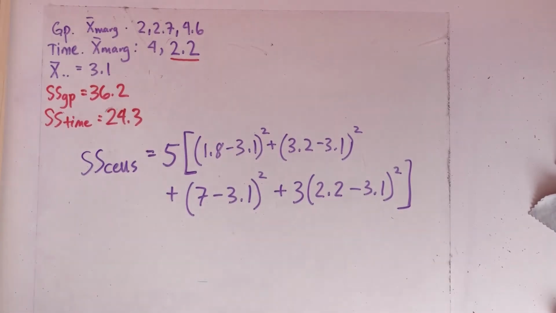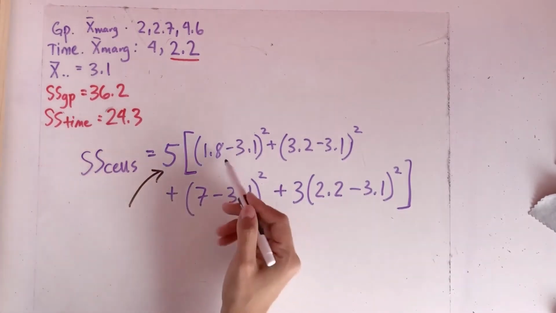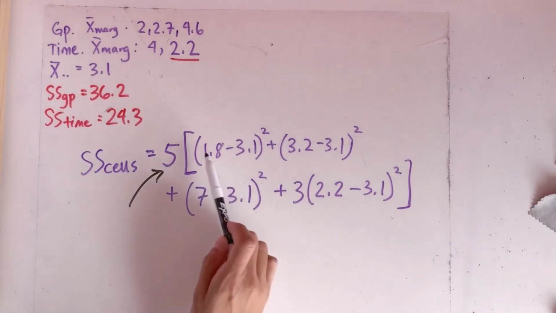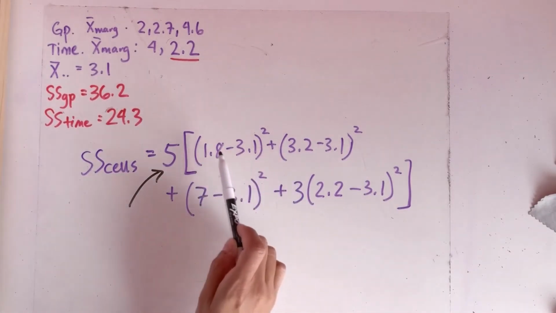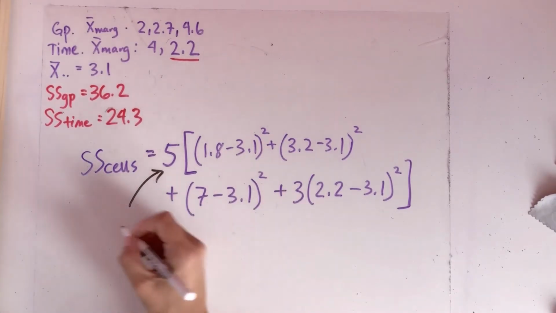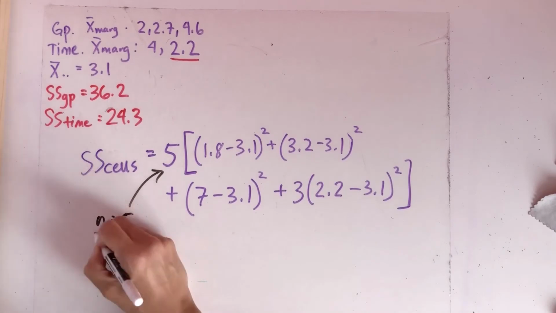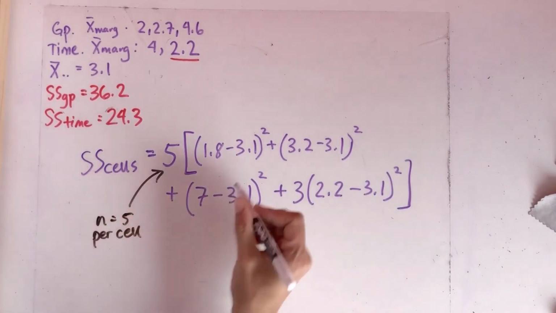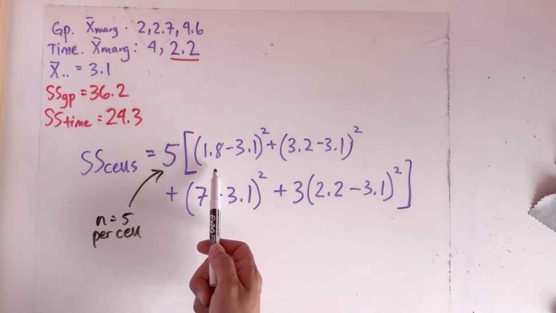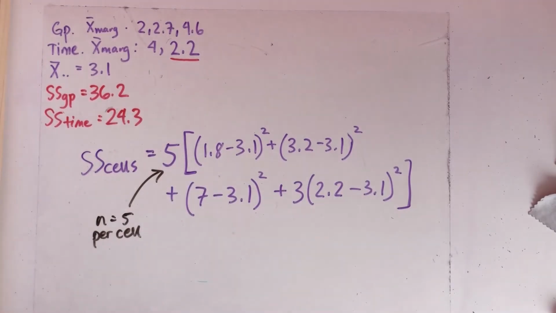And to clarify, because we're looking at these terms, there are actually 6 terms here, 1 for each of the cell means. So we have 1, 2, 3, 4, 5, 6 terms. They're just written like 4. So this is n equals 5 per cell, because each of these terms is represented by a mean that had 5 observations contributing to it.